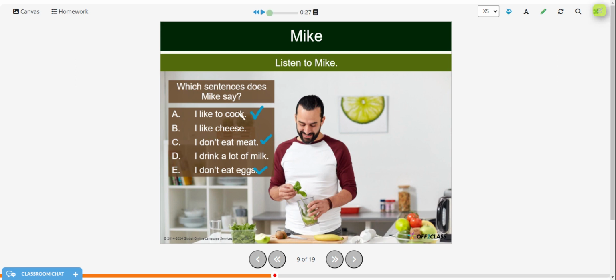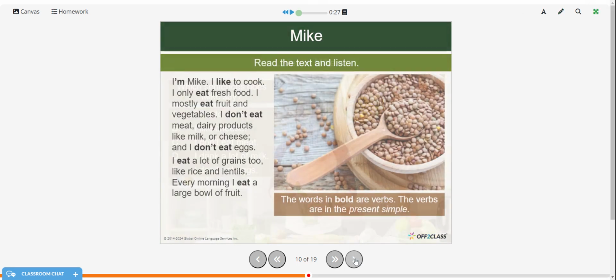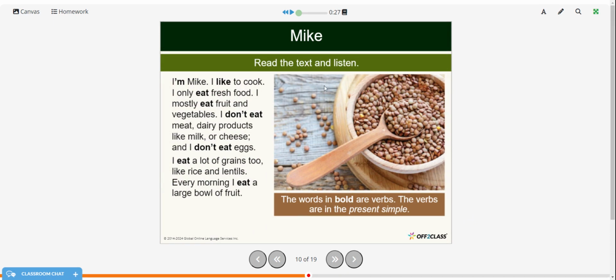All right, so he did say, I like to cook, I don't eat meat, and I don't eat eggs. He did not say that he liked cheese or that he drank a lot of milk. All right, so now we're going to play this again, and you can read along. And it says that the words in bold are verbs, and they are in the present simple tense. So let's listen again.